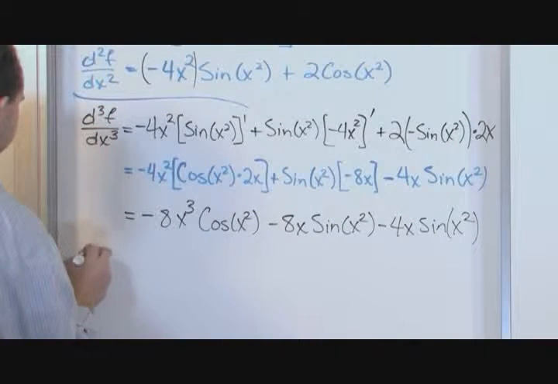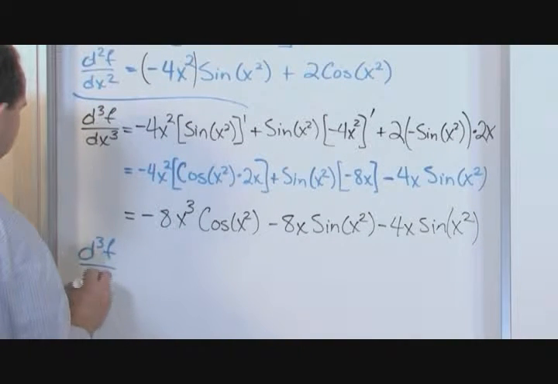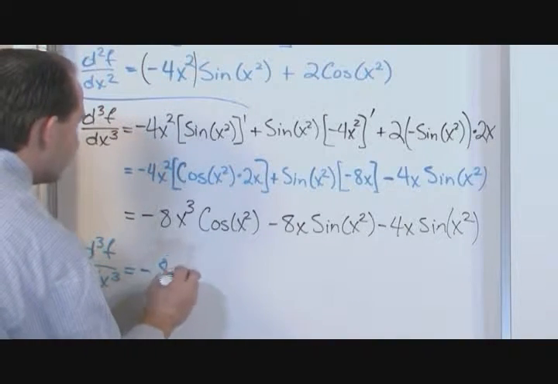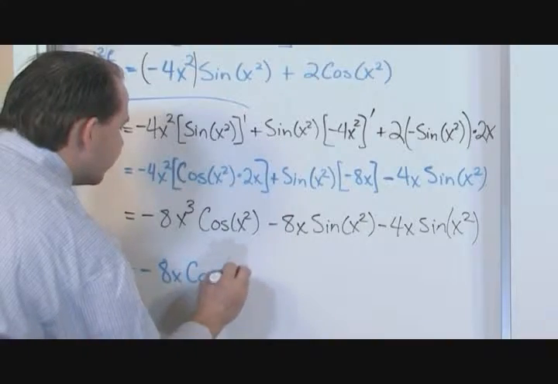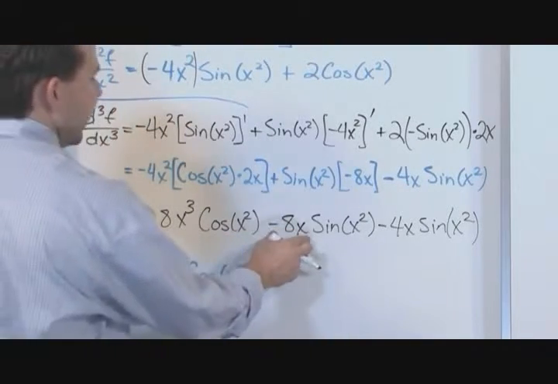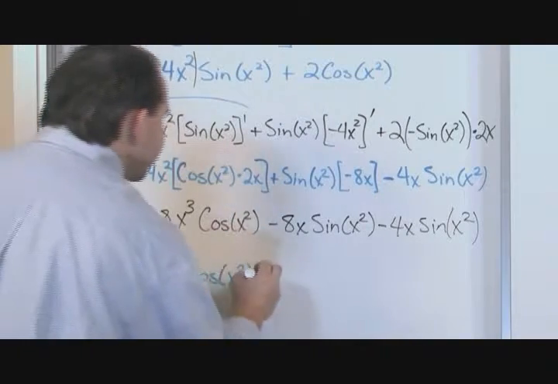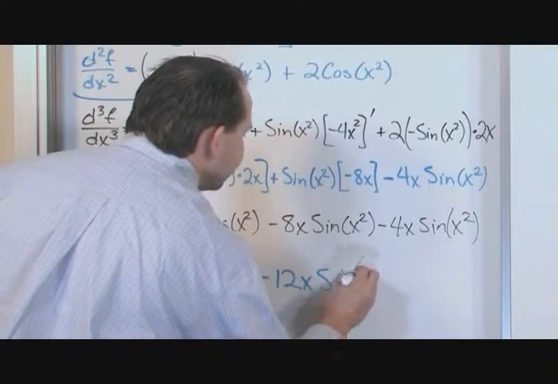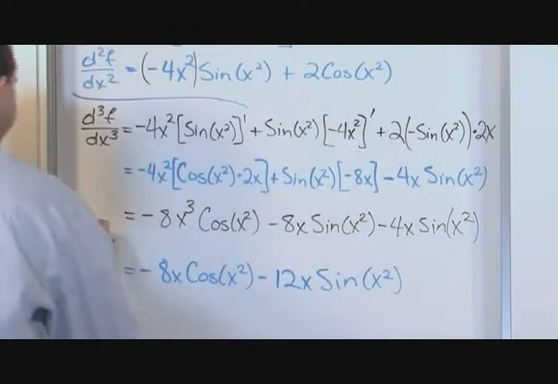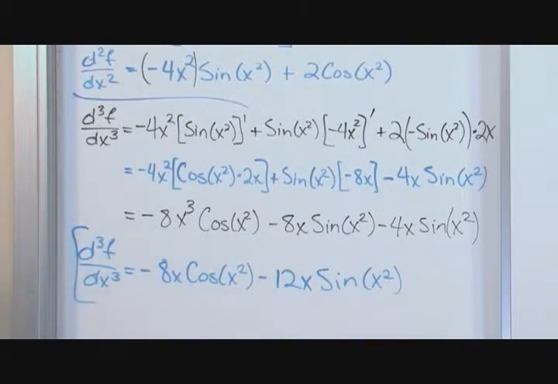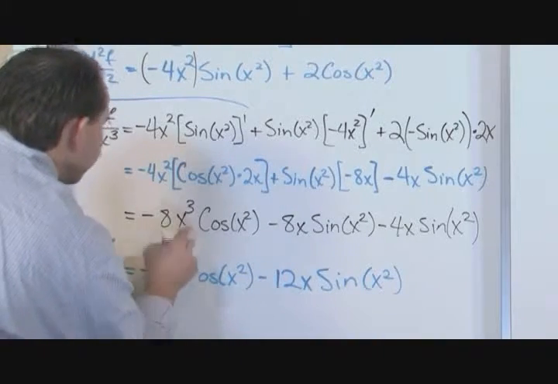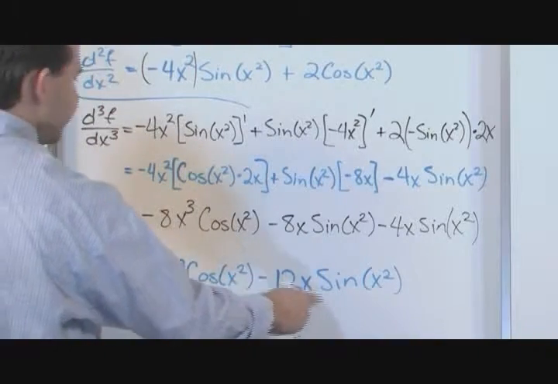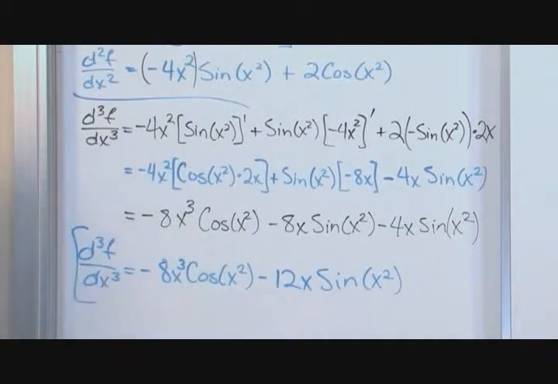So the final answer is going to be the third derivative of this function with respect to x is going to be equal to negative 8x cosine x squared. Now what we have is negative 8 and negative 4, so that's going to give us negative 12. Negative 12 what? Negative 12x sine x squared, because we're combining those terms. So the third derivative is negative 8x. This is going to be 8x cubed. Coming from there, I just forgot to write that. Cosine x squared minus 12x sine x squared from right there, and that's the third derivative.